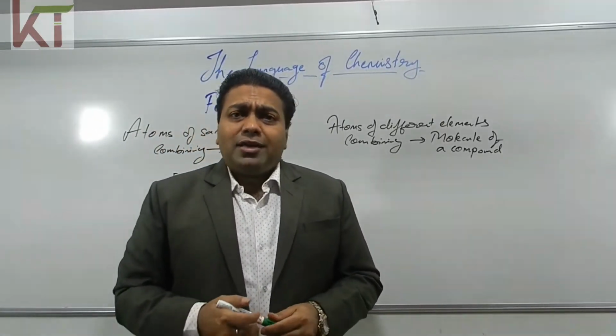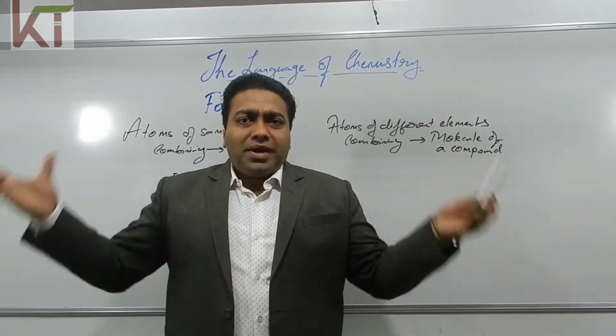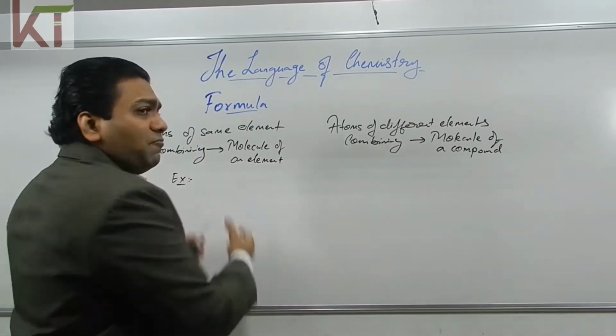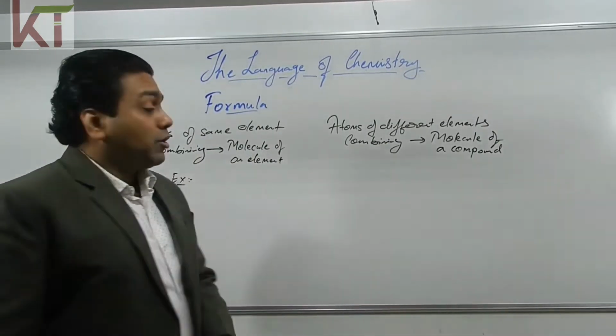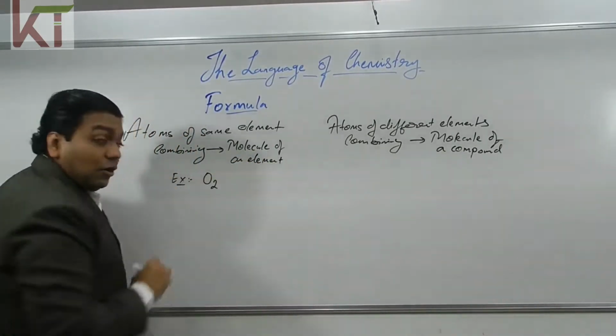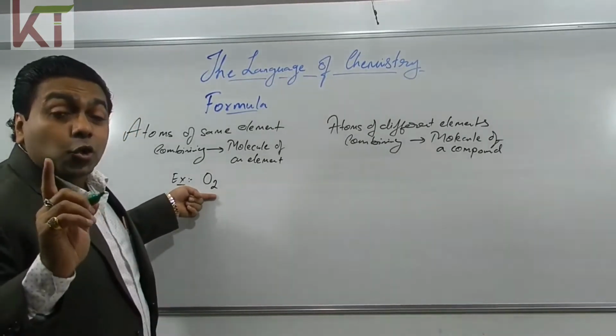To explain that, I can take an example of atoms of the same element combining together. Can you give me, like, twin brothers, twin sisters? Everything is the same, right? Their face, their structure, their body, everything is the same. So it's the same way: two atoms of the same element combine together to form a molecule. So here goes our example. Oxygen, O2. Oxygen, the molecular formula is O2.